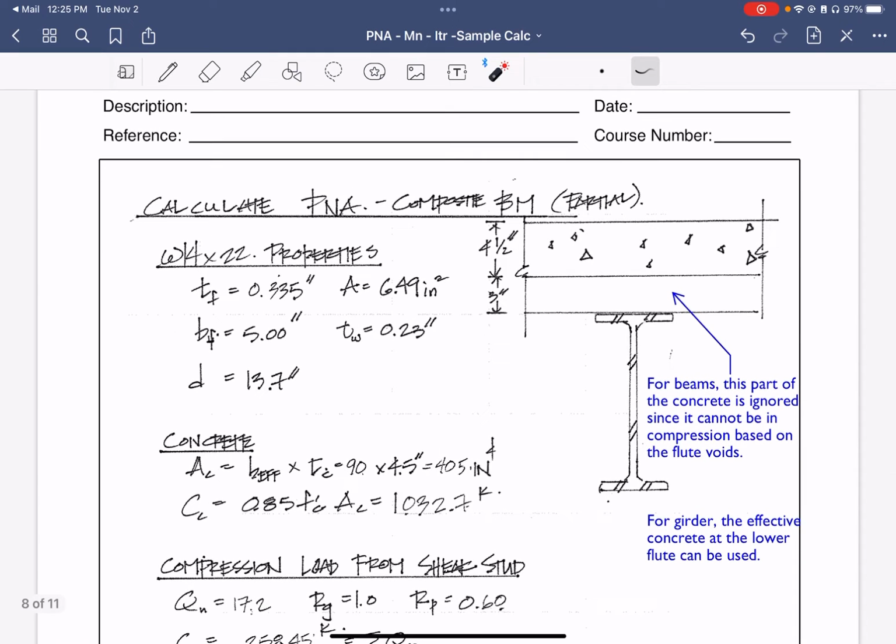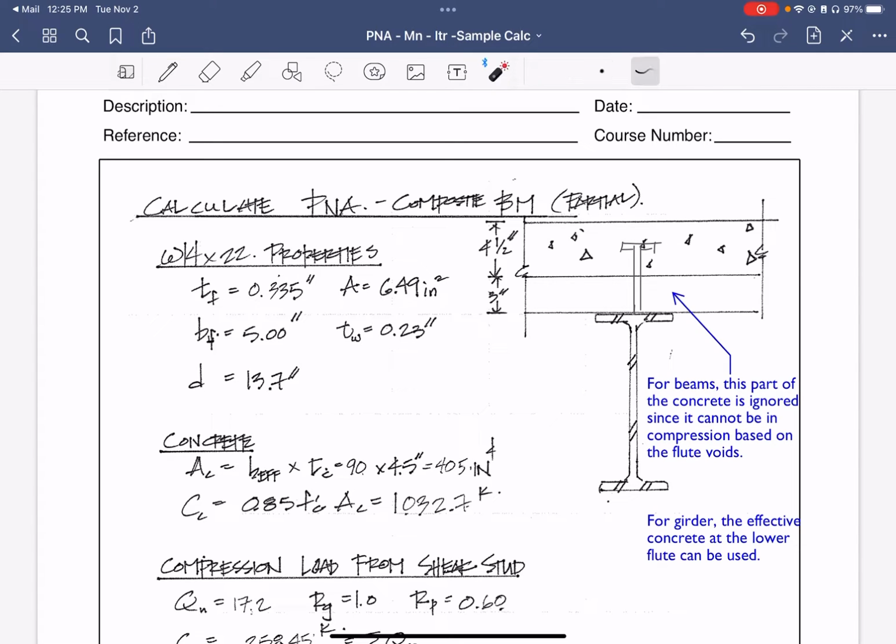Now, what we're really going for here is what we call partial composite. Partial composite means that your shear studs are going to be governing. And so what's missing over here is the shear stud. That needs to be in there, and you'll see what I mean.